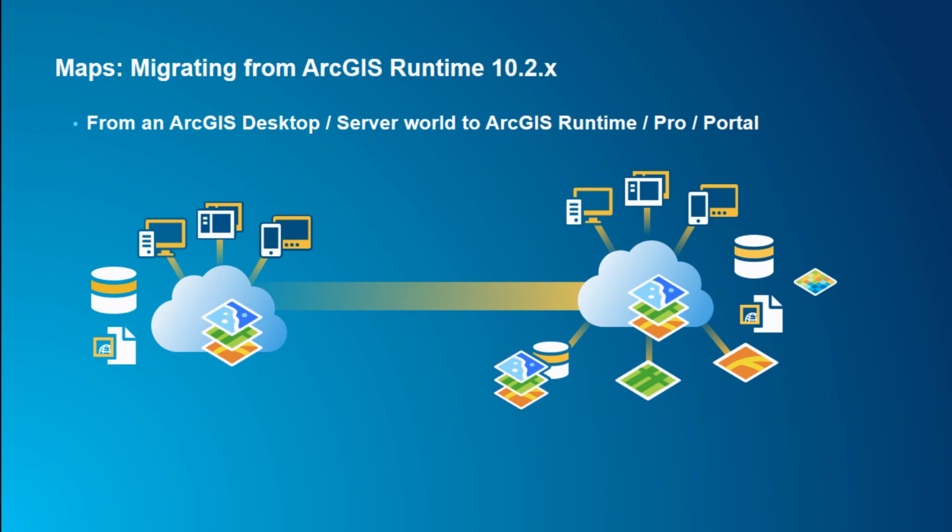So I talked about with Engine how you're moving from one world, which is firmly based on ArcObjects and ArcGIS Engine and ArcMap and ArcGIS Server. Migrating from ArcGIS Runtime 10.2x is kind of halfway along, or maybe two-thirds of the way along, that trajectory towards the full ArcGIS Runtime, Pro and portal model. So in ArcGIS Runtime 10.2x, we supported more of the service types. We were starting to work with portals and portal authentication, web maps, things, but ArcGIS Runtime 100 is firmly in that new world.